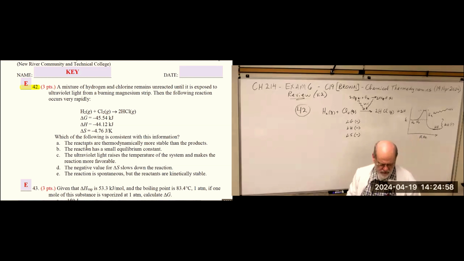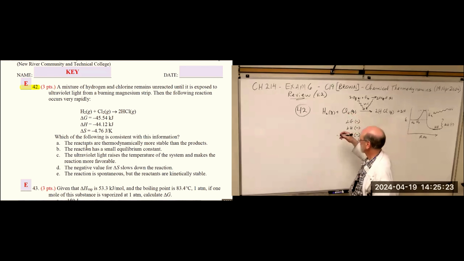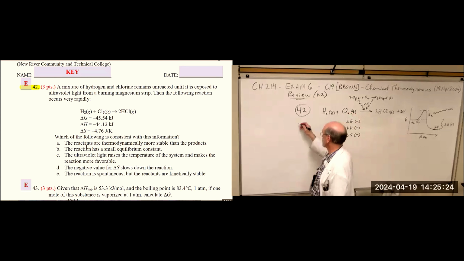Okay, so let's look at our choices. A: the reactants are thermodynamically more stable than the products. No. The reactants are at higher energy, so they're not more stable than the products. So A can't be true, because if you're at a higher energy level, that implies instability. These two separate are unstable. So that one's false.